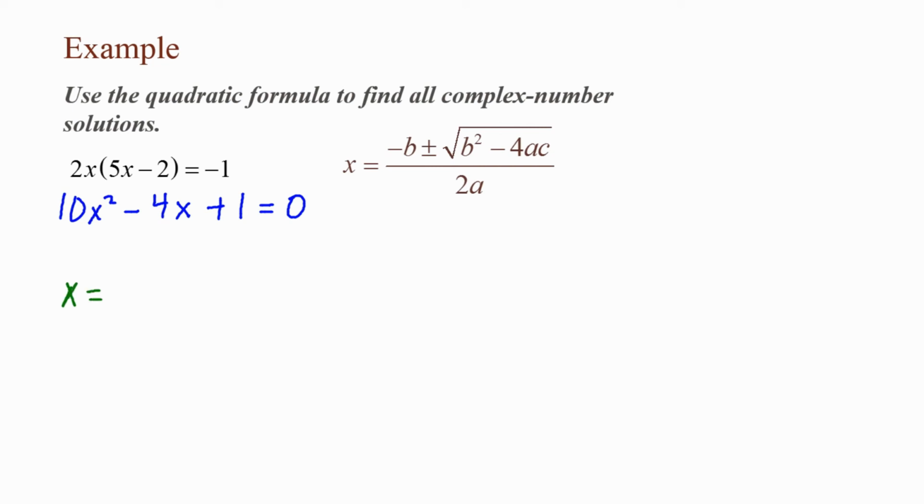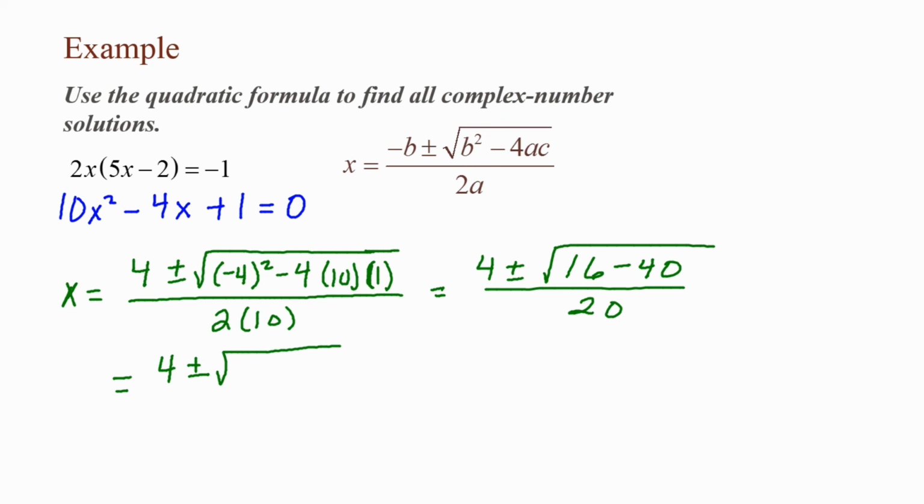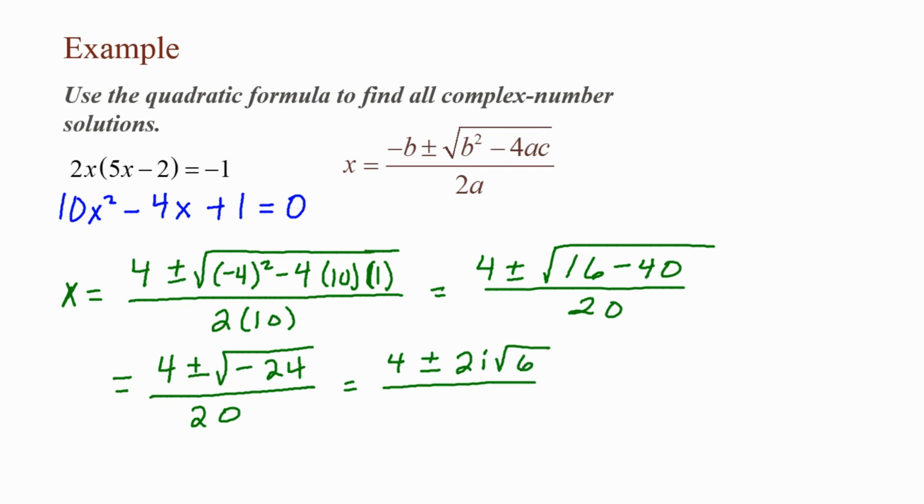x equals the opposite of negative 4, which is 4, plus or minus the square root of negative 4 squared minus 4 times 10 times 1 all over 2 times 10. This equals 4 plus or minus the square root of 16 minus 40 all over 20. 16 minus 40 is negative 24, all over 20. I can simplify 24 because it is 4 times 6, and I can simplify my negative to i. So I have 4 plus or minus the square root of 4 is 2, the square root of negative 1 is i, 6 stays under the root, divided by 20.